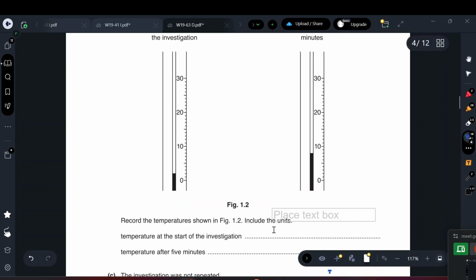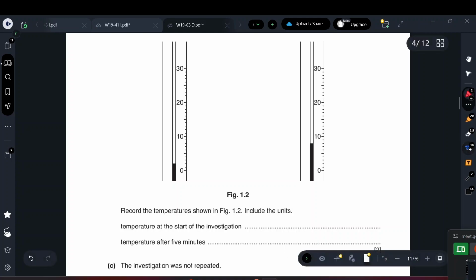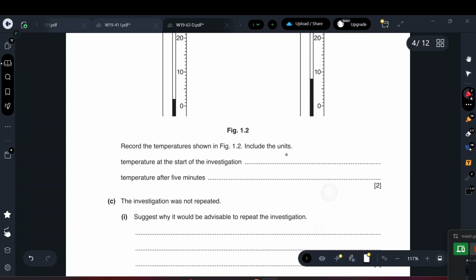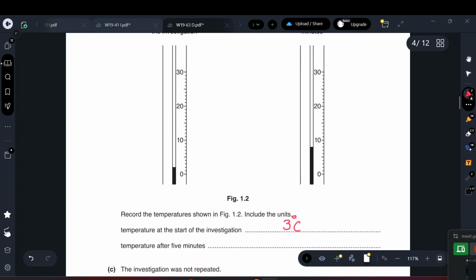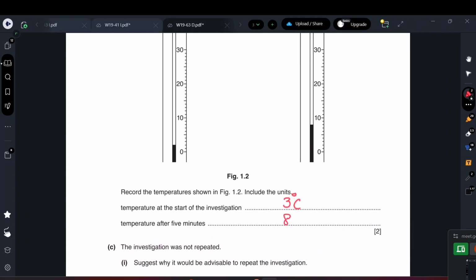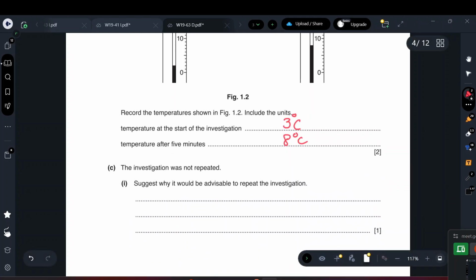What was the temperature at the start? It was 3 degrees Celsius. Include the unit in order not to lose a mark. Temperature after 5 minutes, it was 8 degrees Celsius. Okay, the investigation was not repeated.